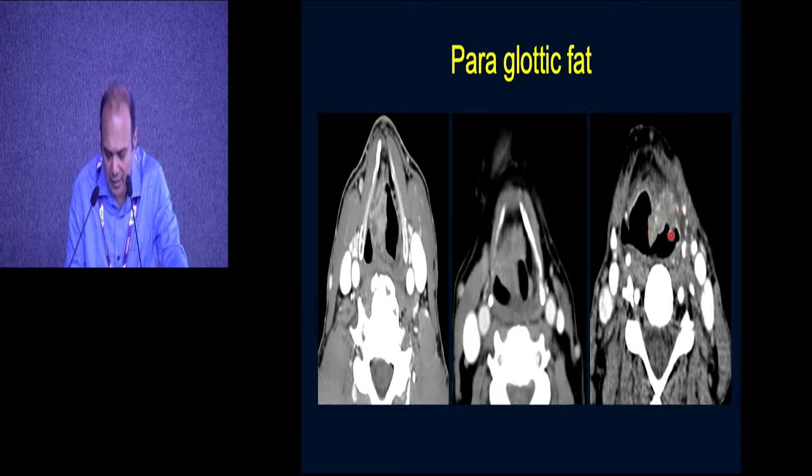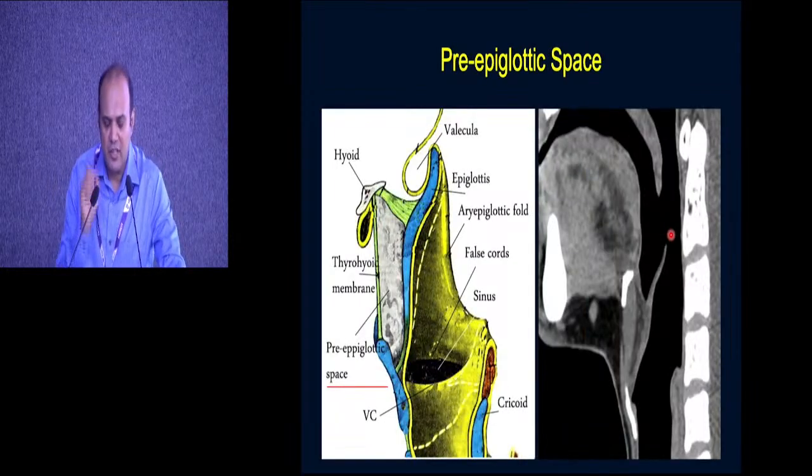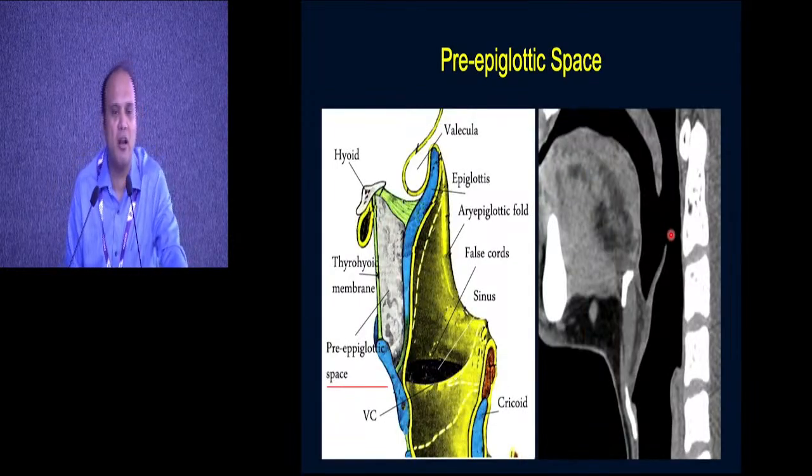Again, it is a T3 disease. Then I have to discuss two spaces. One is the pre-epiglottic space, and the other, the paraglottic space, I have already discussed. The pre-epiglottic space is bounded superiorly by the thyroepiglottic ligament. You cannot make out the ligament in a CT scan, but we presume it is somewhere here between the hyoid and the epiglottis, the hyoepiglottic ligament.